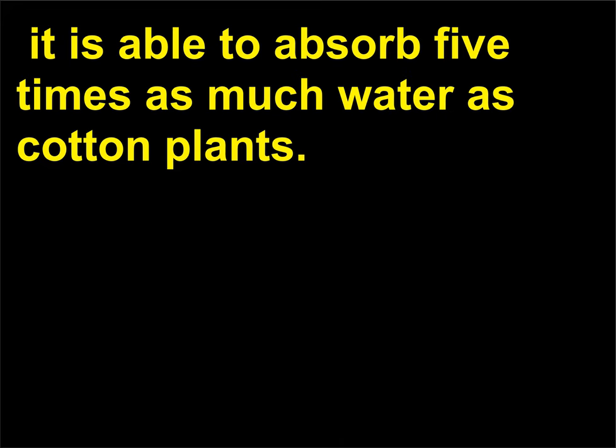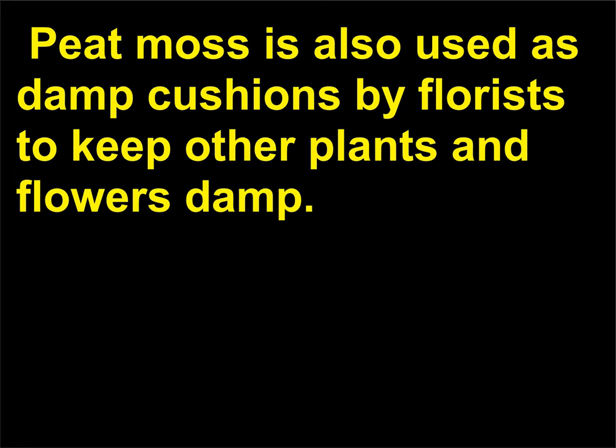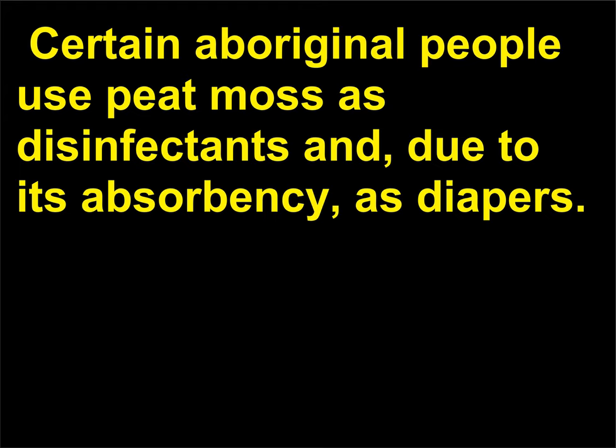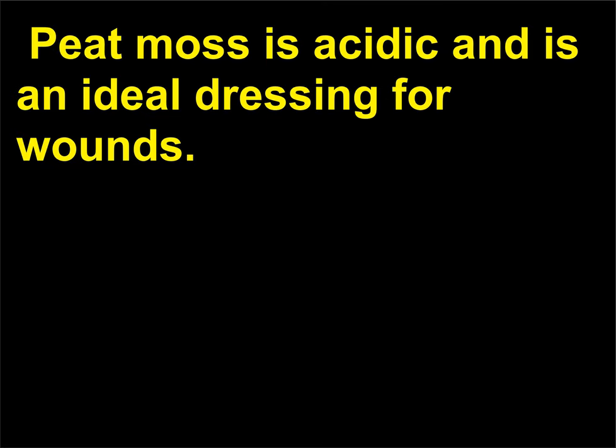Peat moss is also used as damp cushions by florists to keep other plants and flowers damp. Species of Sphagnum also have medicinal purposes. Certain Aboriginal people use peat moss as disinfectants and, due to its absorbency, as diapers. Peat moss is acidic and is an ideal dressing for wounds.